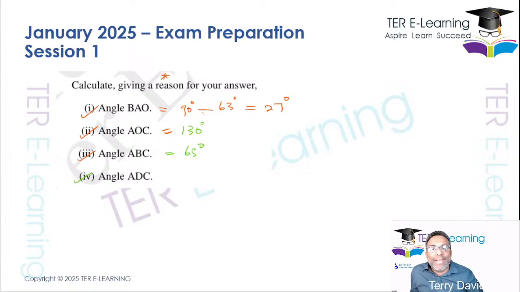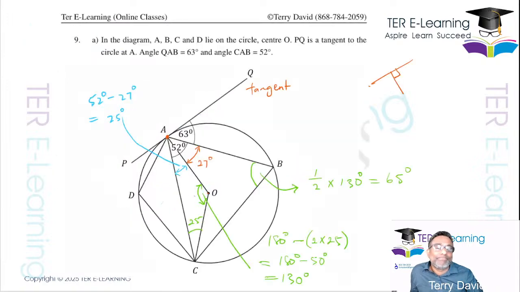And the last part, we want to get angle ADC. Where's ADC? So we want to get this angle here. You all should be able to calculate that for me. What is angle ADC? Somebody's asking if you don't put your reason. In these questions, calculating the angles are usually 2 marks, and you will lose a mark if you don't give the reason.